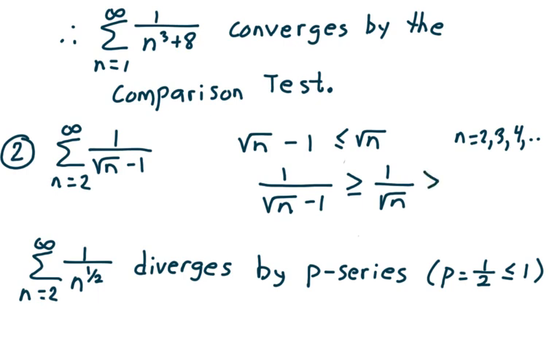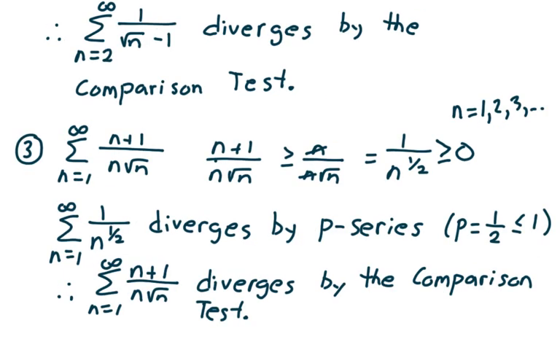And we know that this is greater than or equal to 0. Now, by the way, the square root of n is the same as n to the 1/2. So those are the same thing. The summation from n equal 2 to infinity of 1 over n to the 1/2 diverges by p series. P is equal to 1/2, which is less than or equal to 1. Therefore, the summation from n equal 2 to infinity of 1 over the square root of n minus 1 diverges by the comparison test.